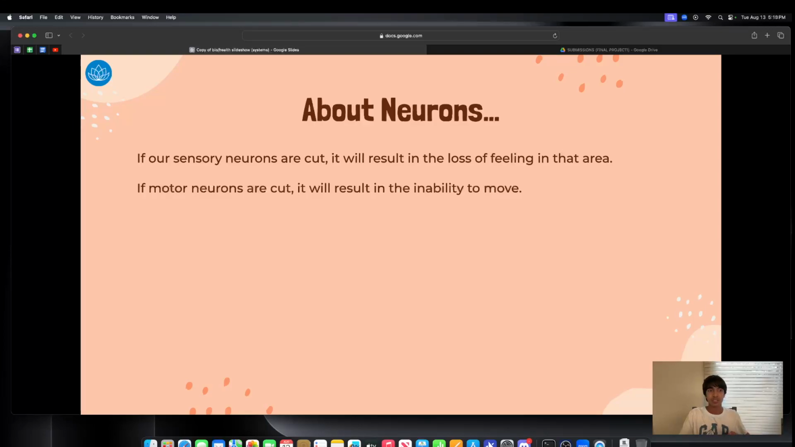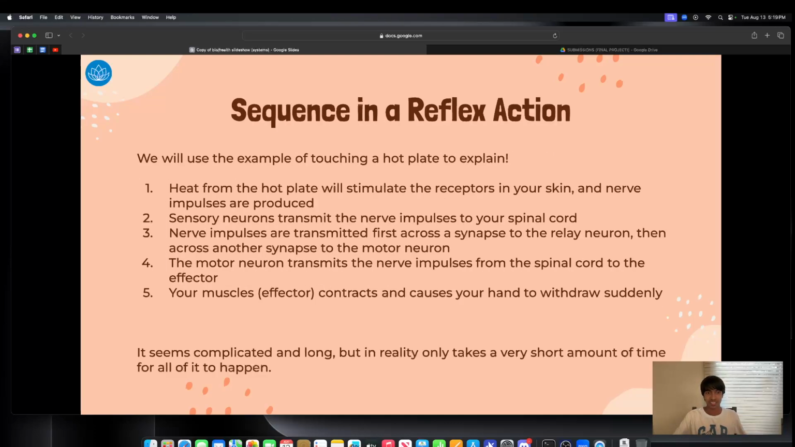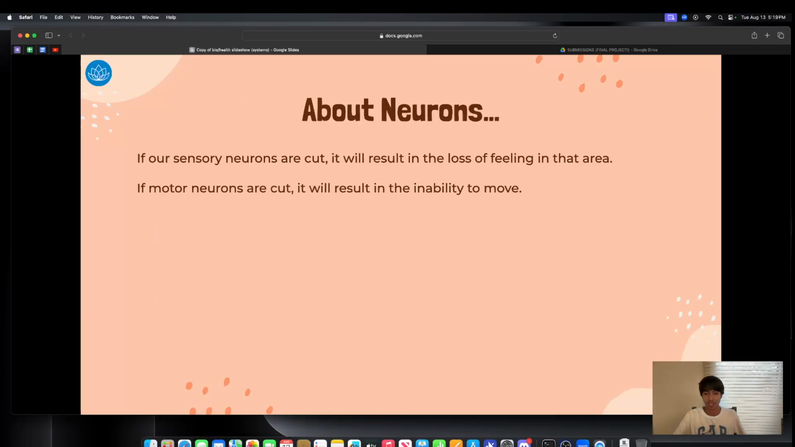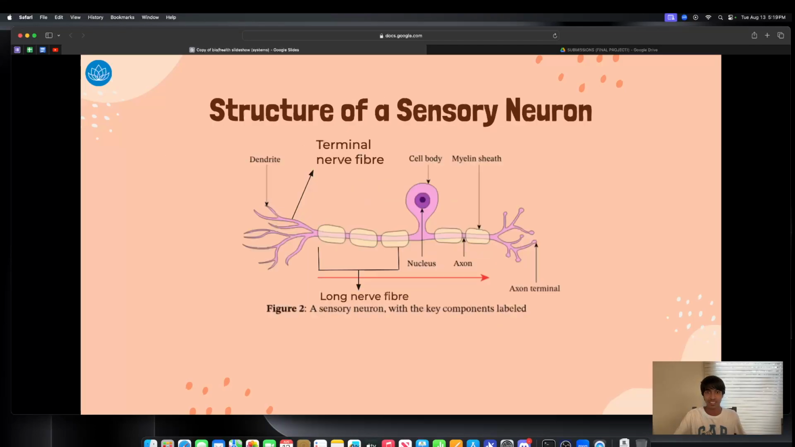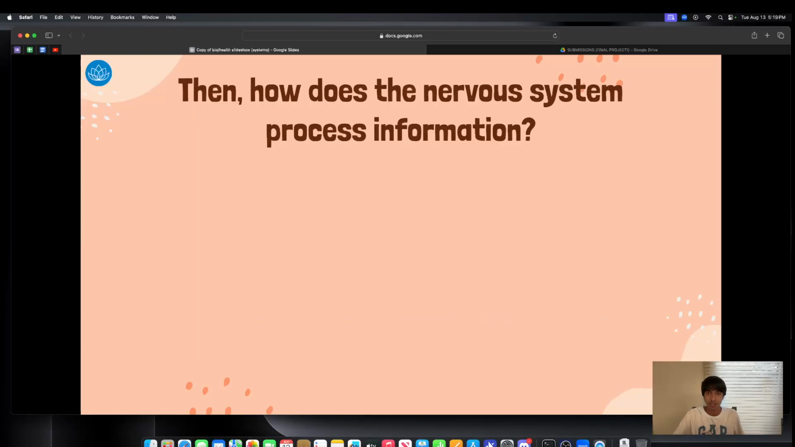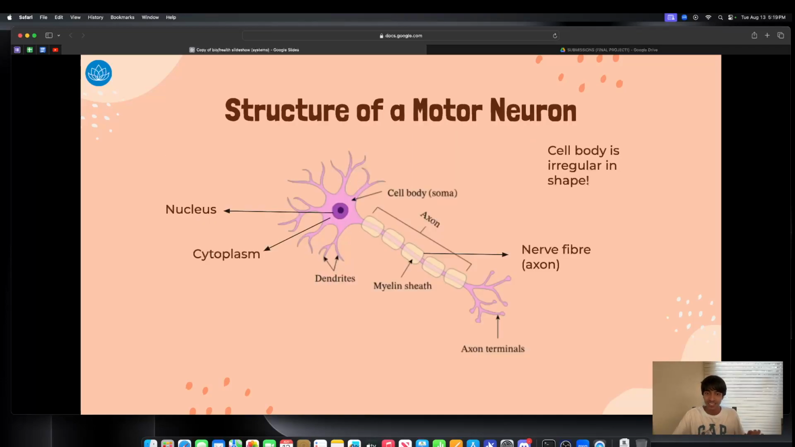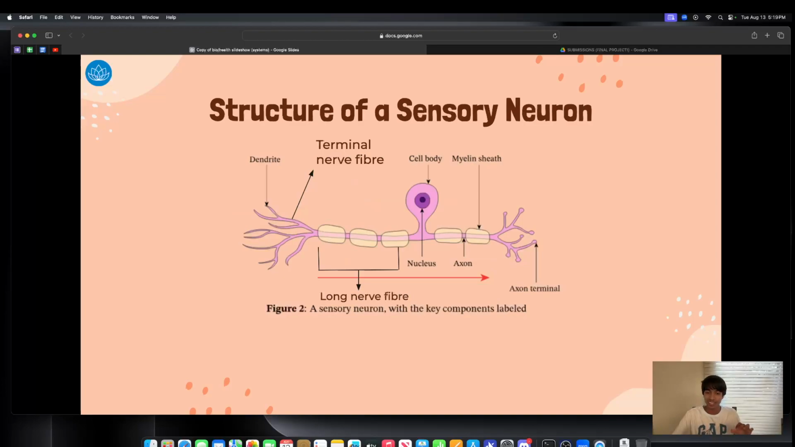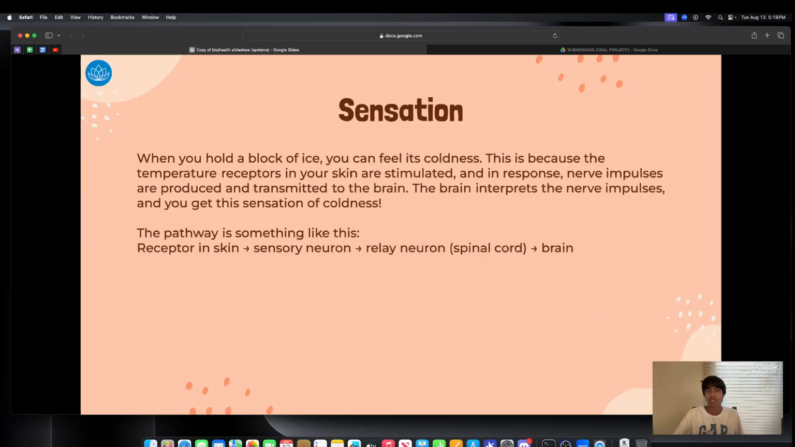And then if sensory neurons are cut, it will result in the loss of feeling in that area. And if motor neurons are cut, it will result in the inability to move. This is some crazy information, right? So this is why neurons are a very important part of your body and really important cells, right? Here we can see sensory and motor neurons. So if this is cut, we can't feel. And if this is cut, then we can't move. Imagine not being able to move. That's the importance of these small, tiny cells in your body. It's not like they're anything big or anything. These small, tiny cells are controlling every movement and every feeling that you get in your body.